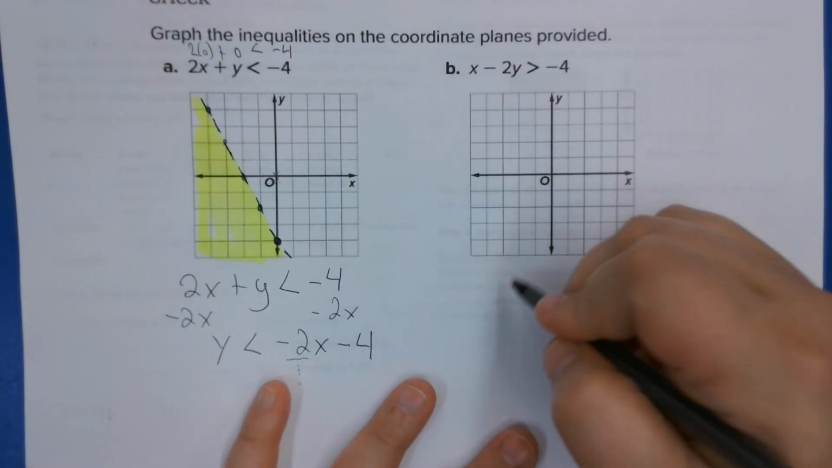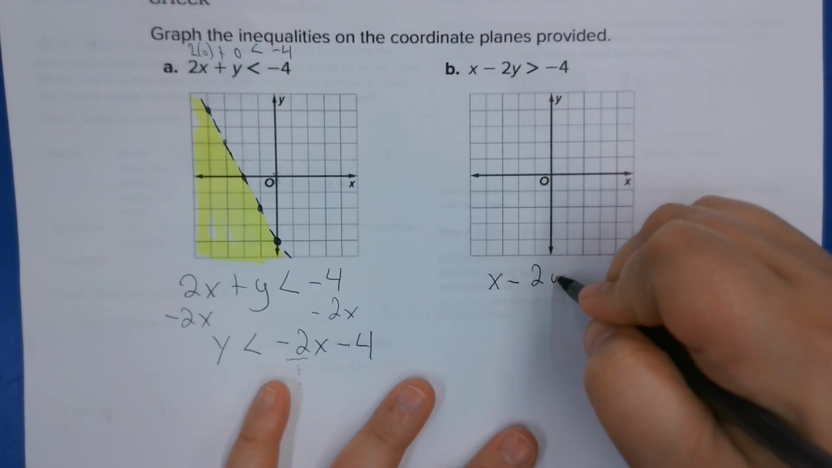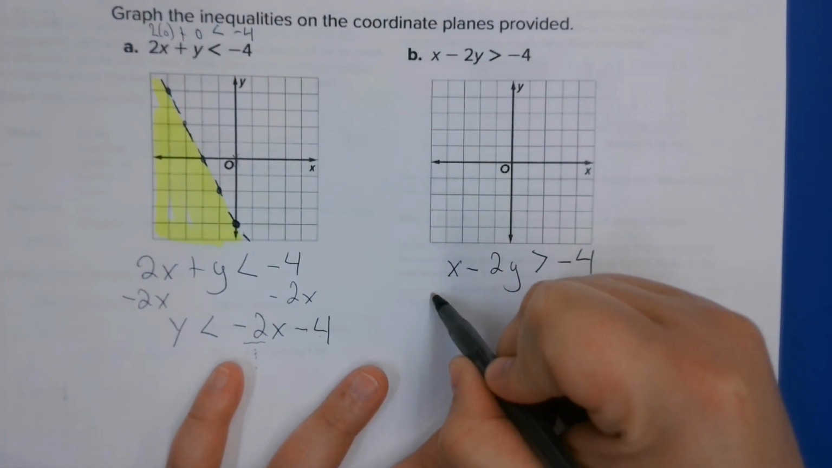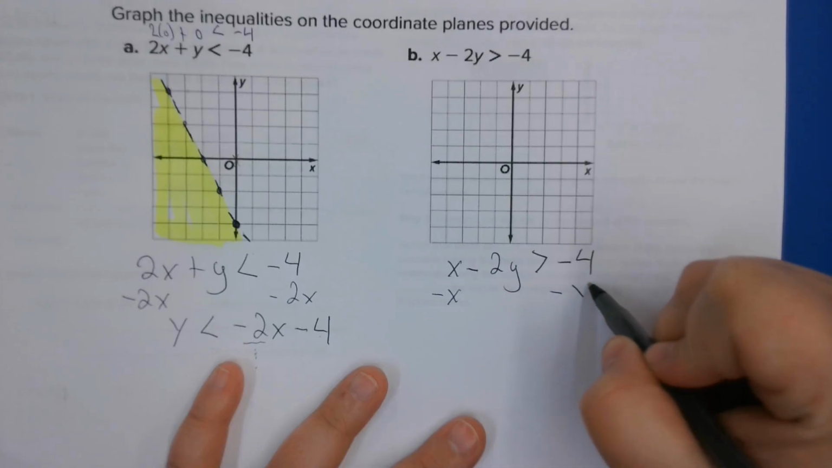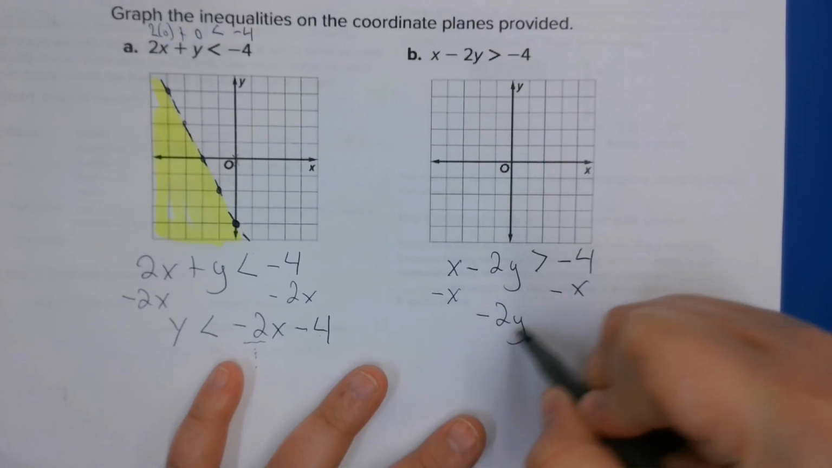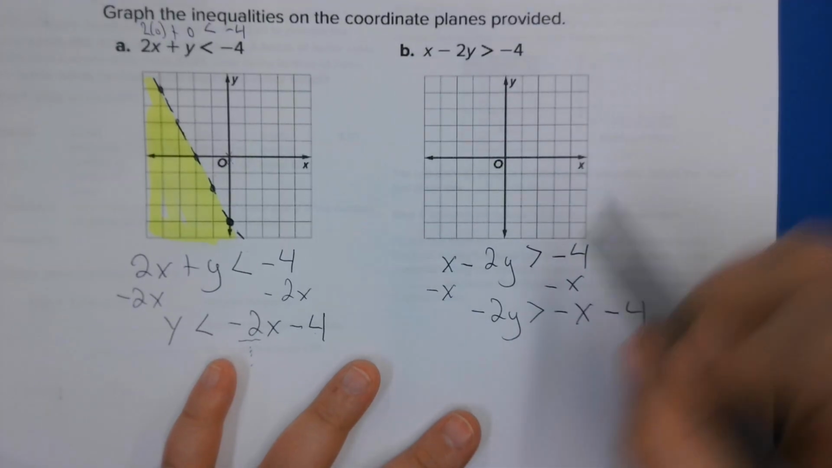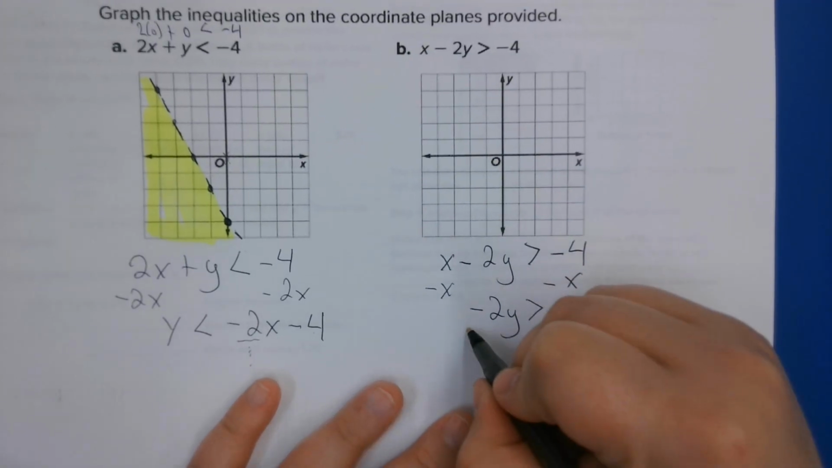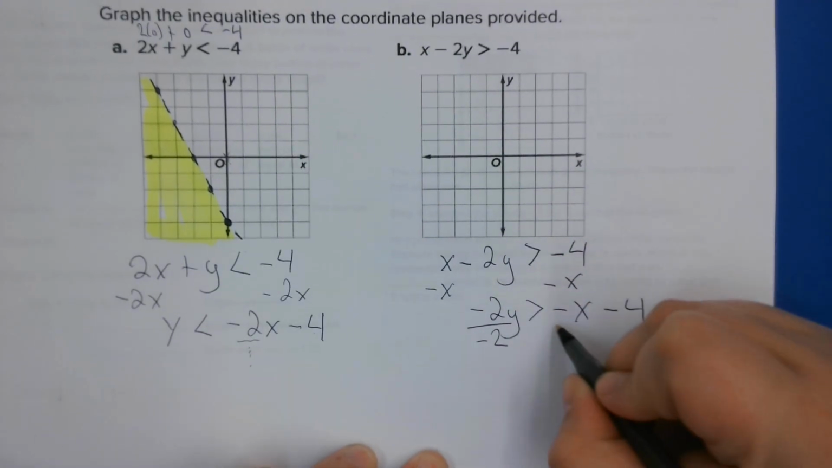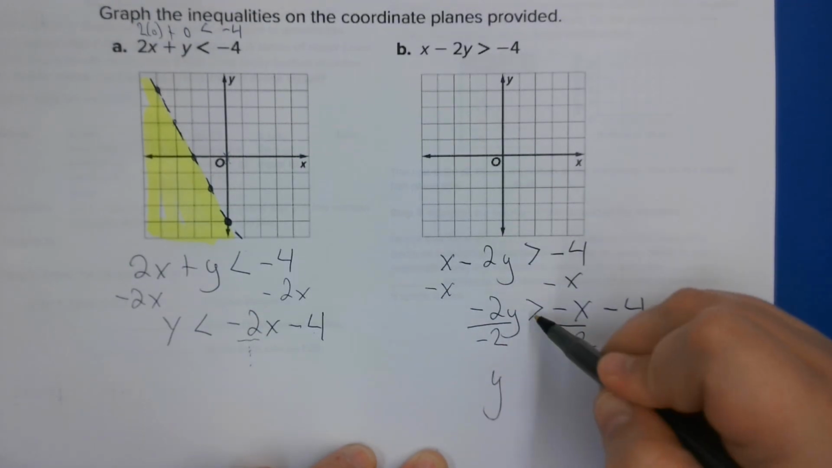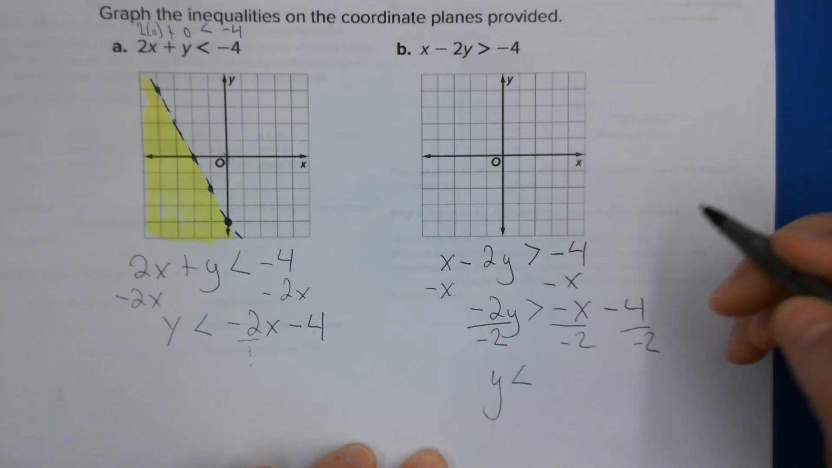Moving on to B, x minus 2y is greater than negative 4. This time I'm going to subtract x because I'm trying to get y by itself. I have negative 2y is greater than negative x minus 4. Still need to get y by itself, so I'm going to divide by negative 2. Divide by negative 2, y, flip my sign because I divided by a negative.